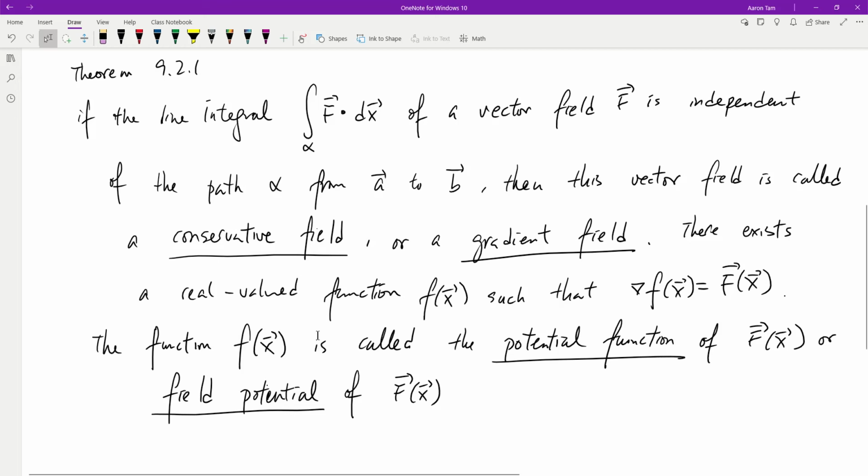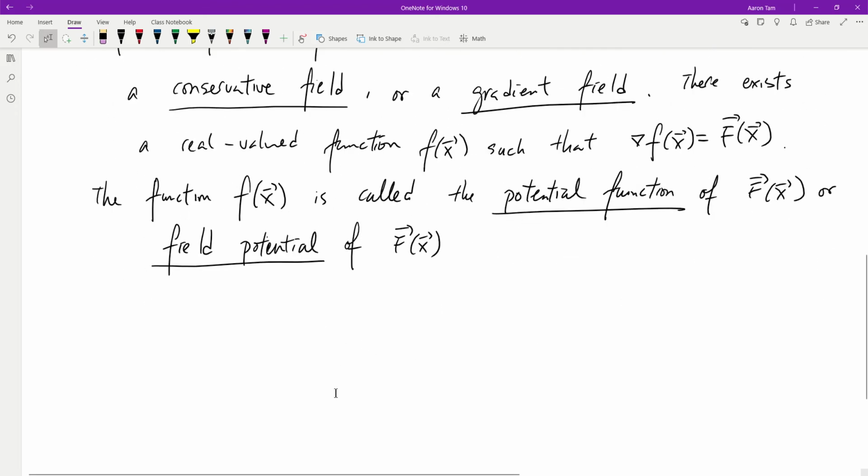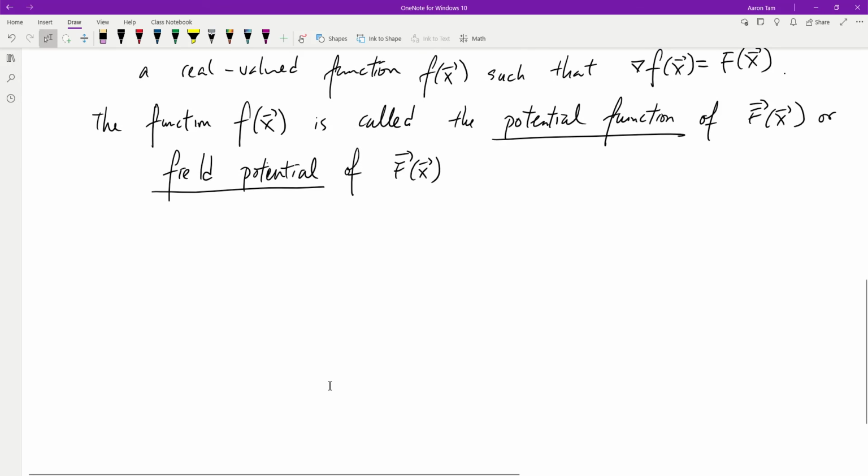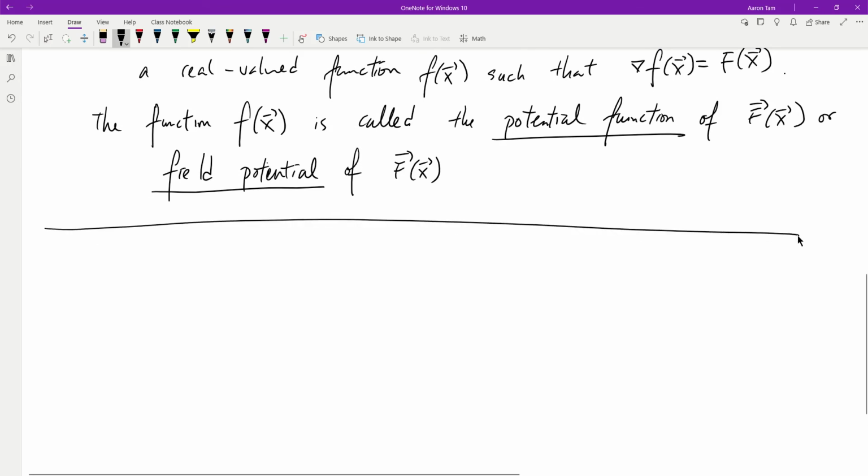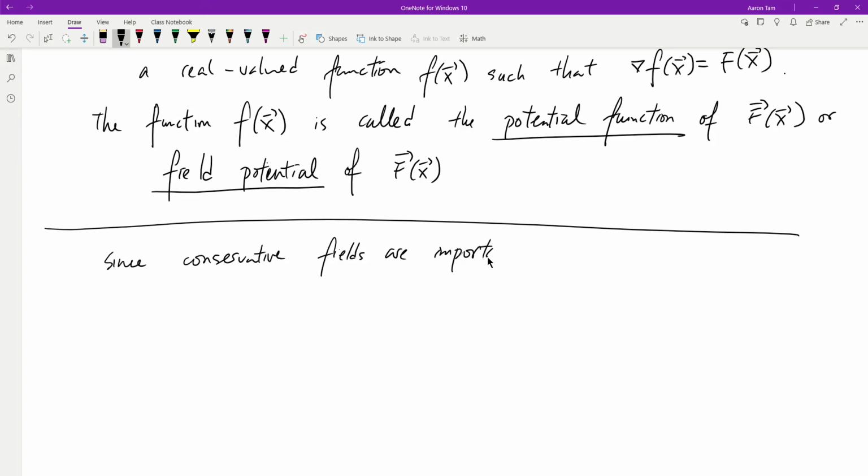Now, since I already mentioned to you that path independent or conservative fields, now that we have the correct terminology, are important, there are two major questions that we try to figure out. So since conservative fields are important, we want to figure out the following two questions.